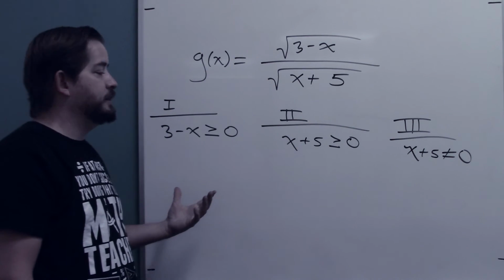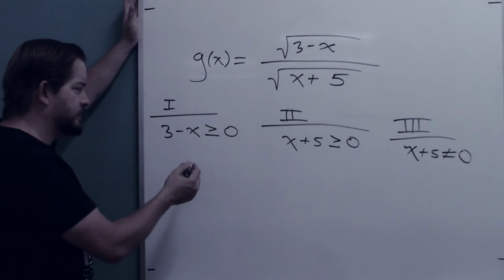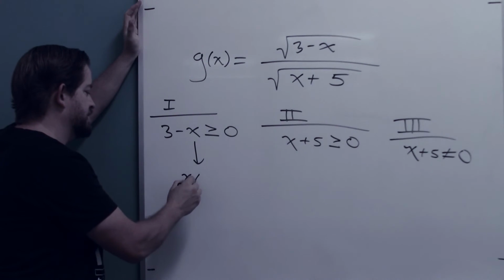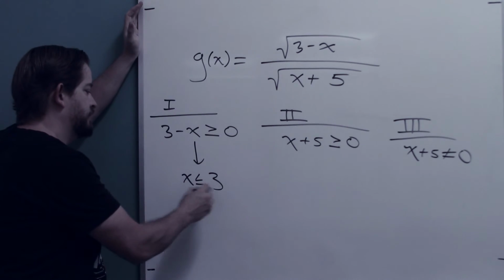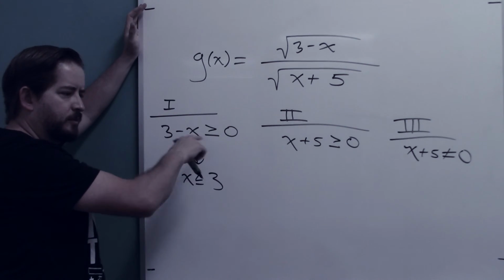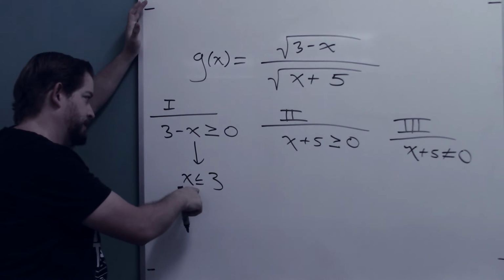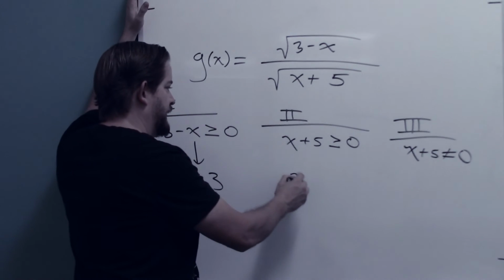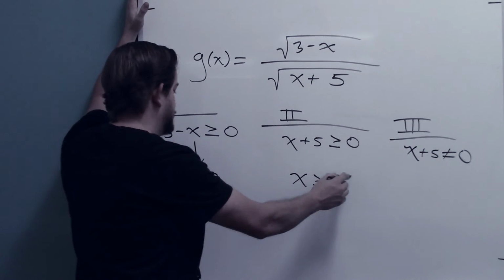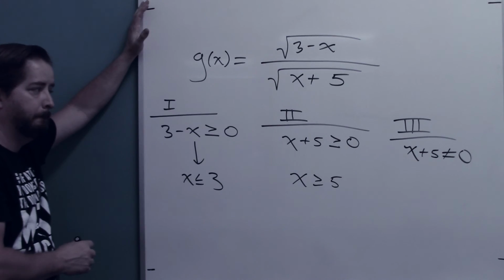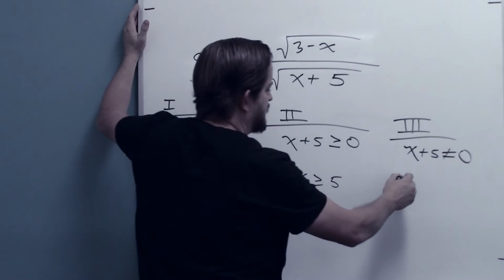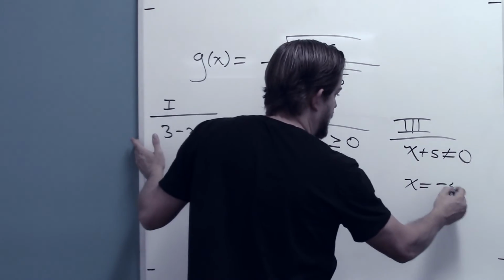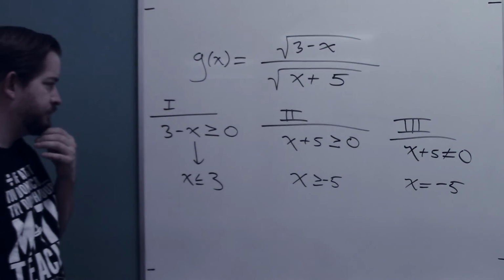I'm going to solve all 3 of these separately, and I'll spare you the tedium here. The first is going to end up being x is less than or equal to 3. If you subtract the 3 and divide both sides by negative 1, you flip the sign to get x less than or equal to 3. Similarly, I'm going to get x is greater than or equal to negative 5. And x can't be negative 5 itself.